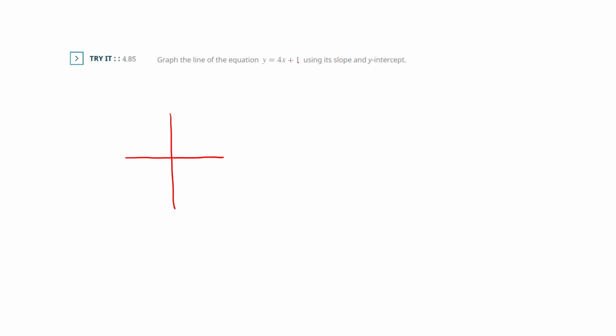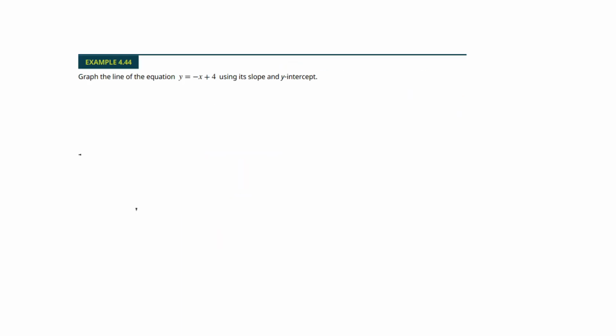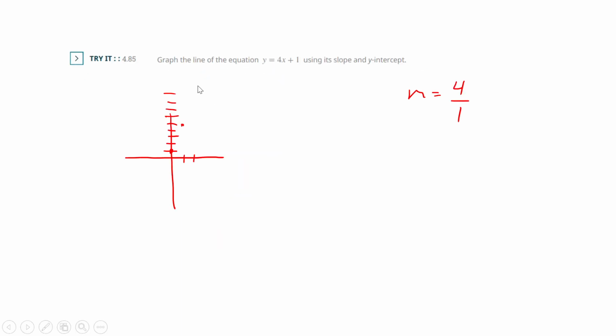So my y-intercept is 1, so right here. Now, my slope is in front of the x. It's 4, but I'm going to make it a fraction. So I'm going up 4, 1, 2, 3, 4, and over 1. I'm going to do it again, up 4, over 1 more. Sorry, it can't do points. I don't know why. Okay, connect them, and I've got my line.